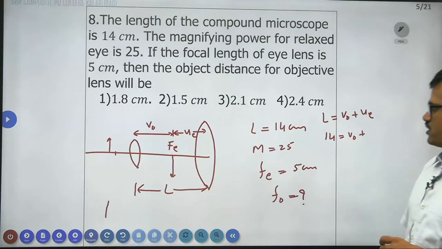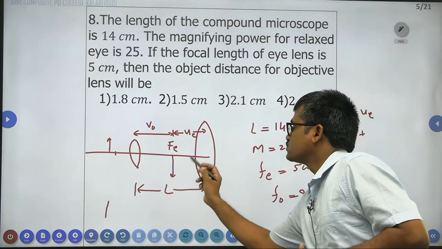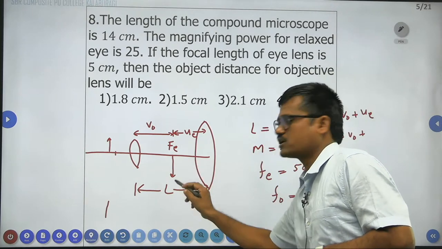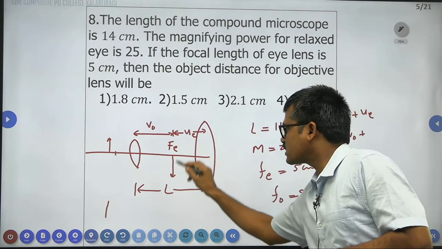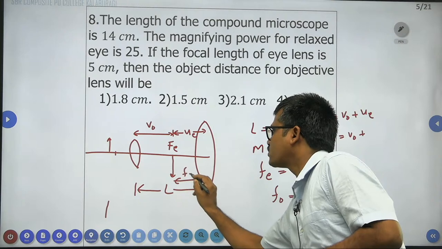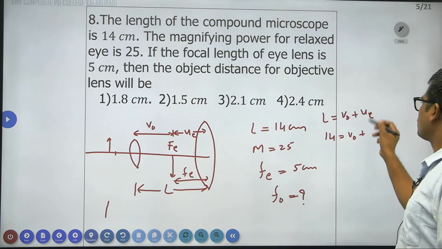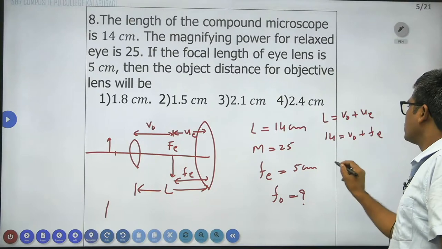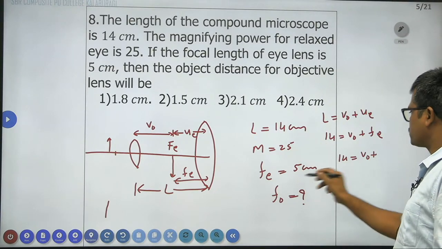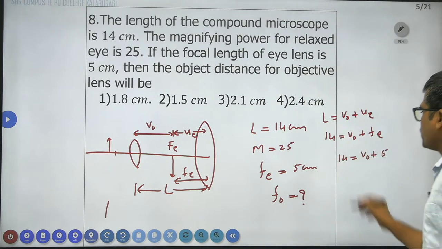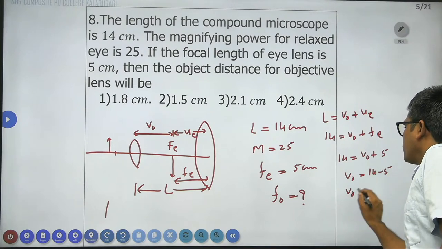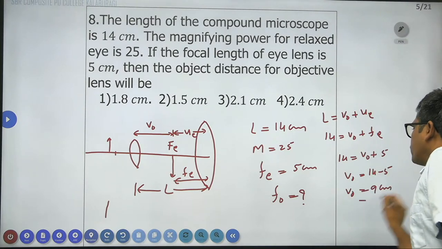This is acting like an object for the eyepiece, and it is exactly at the focus. Then definitely UE will be equal to the focal length of the eyepiece only. Therefore 14 is equal to V0 plus the focal length of the eyepiece, which is given as 5. Therefore V0 will be equal to 14 minus 5. So V0 will be equal to 9 centimeter. We have got V0.